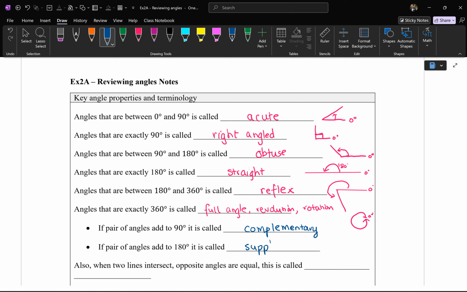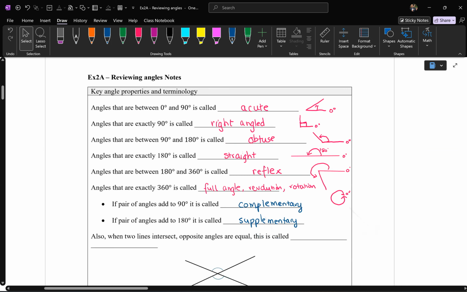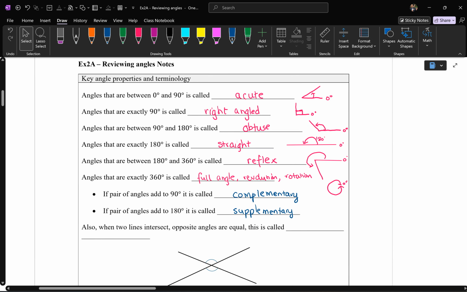Supplementary. You're going to need to know these terms because we'll use them in our proofs when you start to explain how you know a certain angle is what. You need to say one of these terms here.